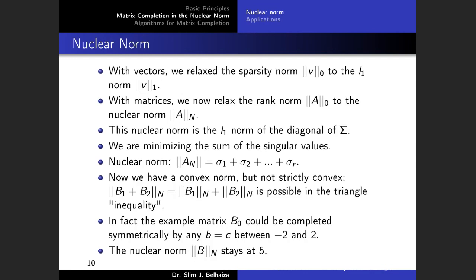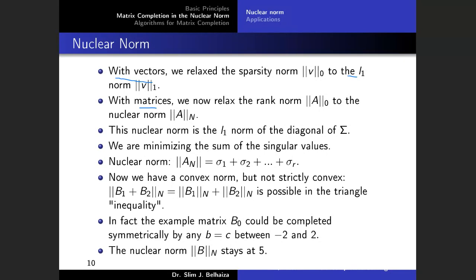So from now on, we just continue. The main idea is to do what? To find a new matrix that minimizes some kind of norm. With vectors, when we were about to fill in vectors, we relaxed the sparsity norm, which is the 0 norm, to the L1 norm. With matrices, we relax the sparsity norm, the norm 0, to what we call the nuclear norm.